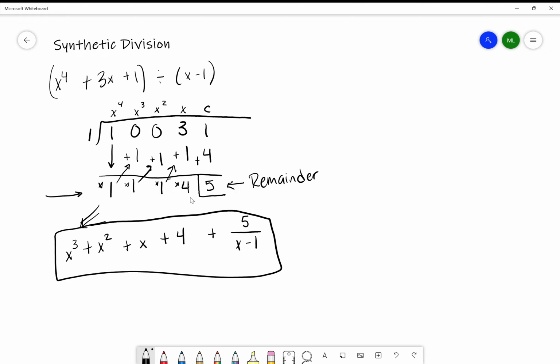So x to the power 4 plus 3x plus 1 divided by x minus 1 is equal to x cubed plus x squared plus x plus 4 plus 5 over x minus 1. And this is using synthetic division.